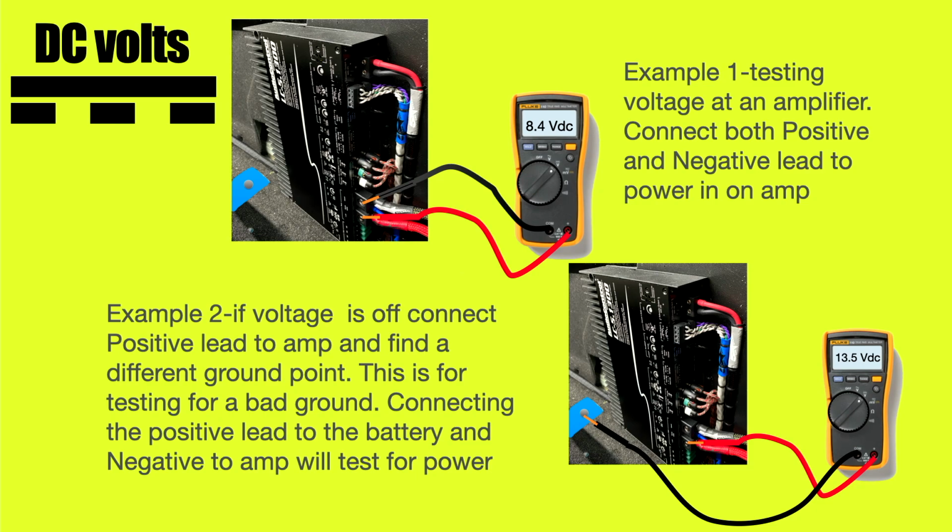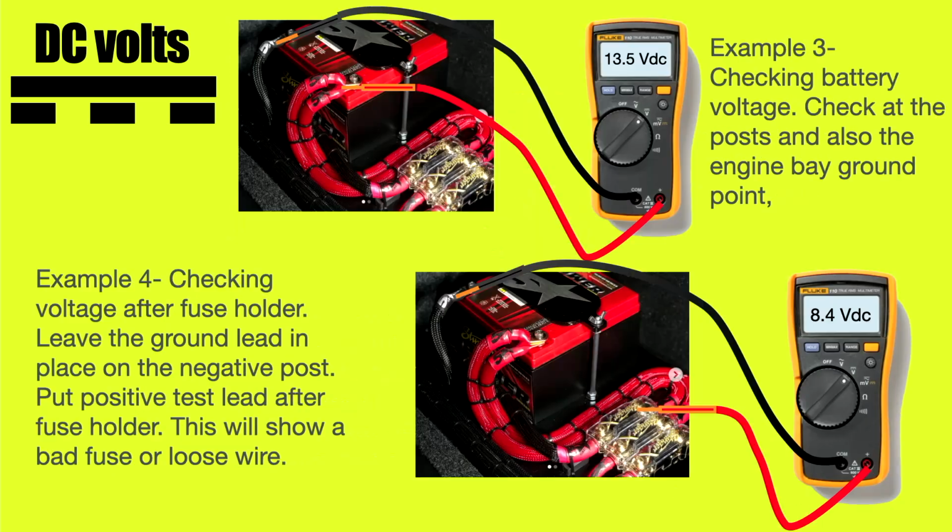Connecting the positive lead to the battery and the negative to the amplifier will test for positive. That means doing the opposite of what we're doing here. So if we were to take a piece of wire, attach it to the end of our positive lead, stretch that out to our battery, and check our ground, then we could find out, oh no, that's the problem. We have a bad power lead. That's going to take us to the battery.